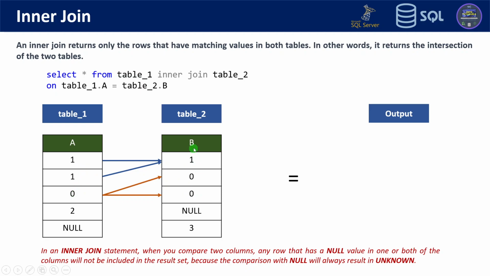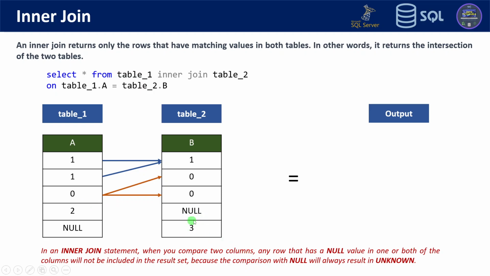There is one single 0, but in table B there are two rows with two values, so it will be joined two times, right? But apart from this, is there any matching condition over there? 2 is there in table 1, but it is not there in table 2. No, so there will be no joining of value 2.